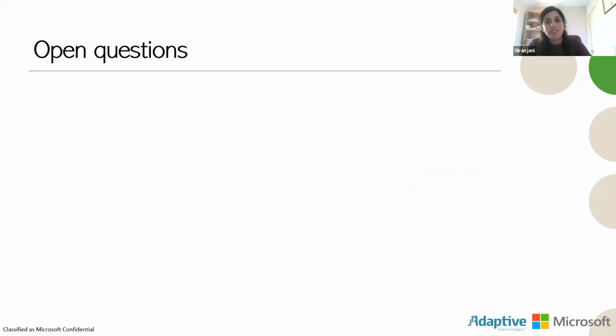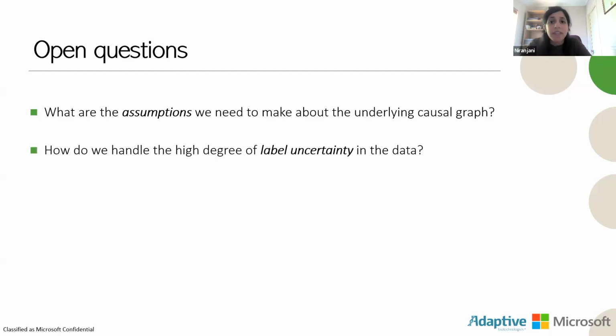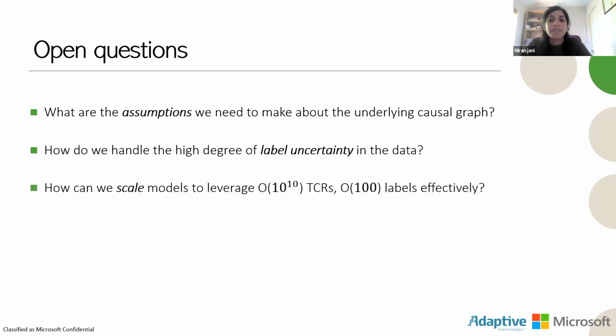There remain several challenges in developing such a model, of course. What are the assumptions, for example, that we need to make about the underlying causal graph in order to trust the counterfactuals from our model? In what way might we need to either constrain or increase the flexibility of our models to make this possible? And how do we handle the high degree of label uncertainty in the data, especially for seq-diva?